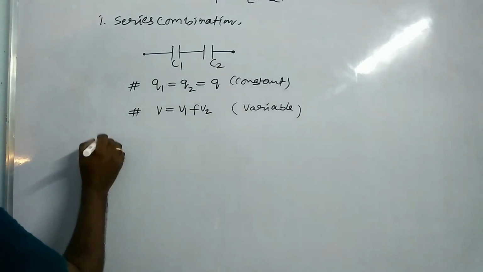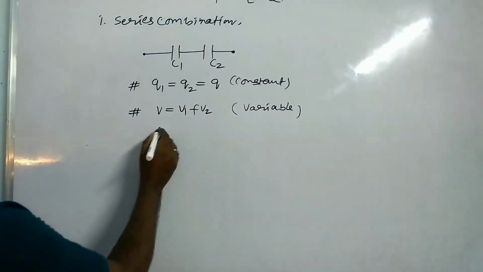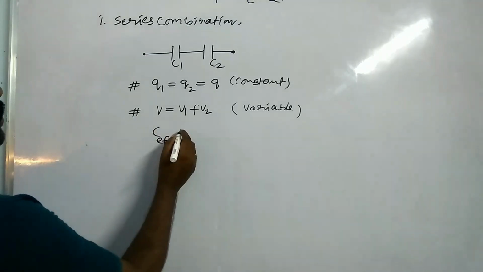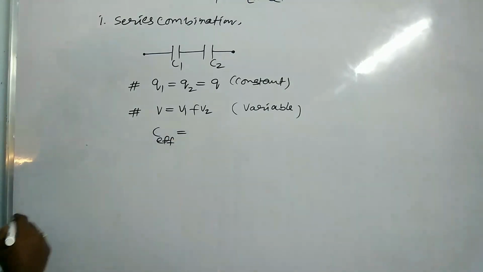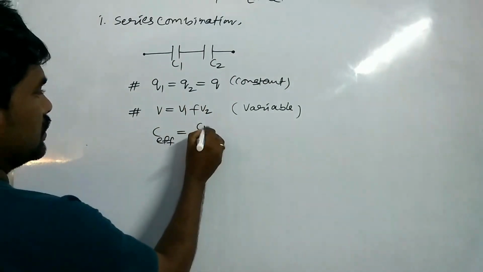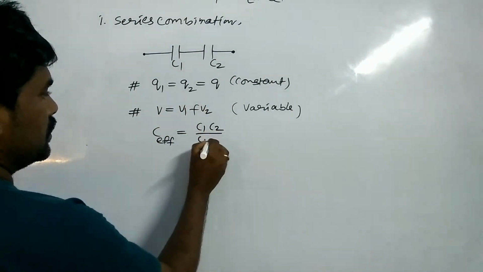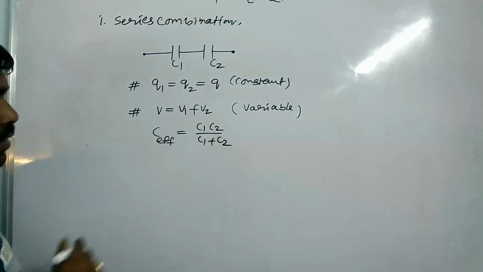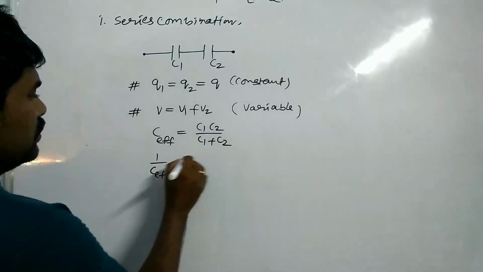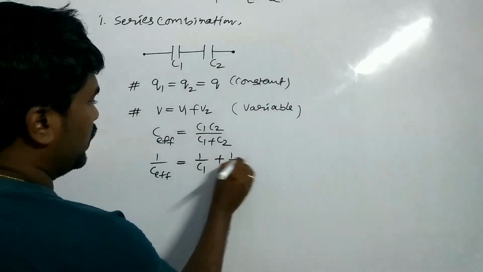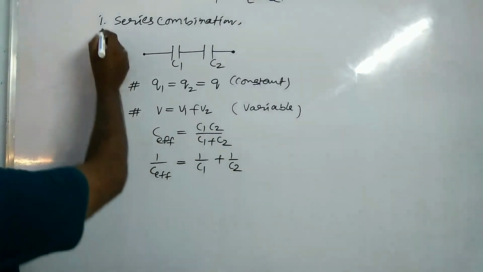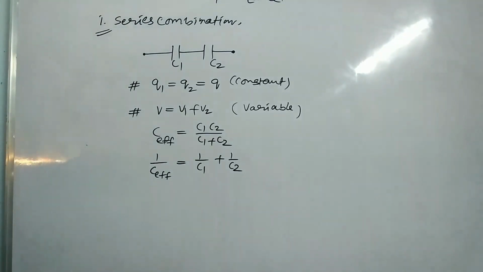Coming to the resultant capacitance, C effective, or resultant capacitance, or equivalent capacitance, if two capacitors are there, it is equal to C1 C2 by C1 plus C2, or 1 by C effective is equal to 1 by C1 plus 1 by C2. So this is the effective capacitance in series combination. You have to remember that.